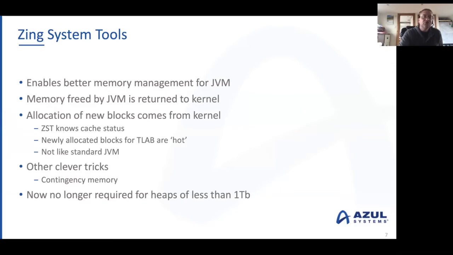And we can do some other clever tricks around things like what's called contingency memory, that allows you actually to exceed the maximum heap size that you've set in order to prevent an out of memory exception, but then run the garbage collector more frequently to bring it back into line.